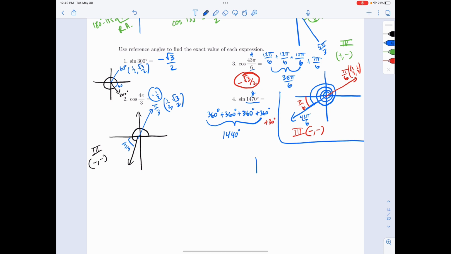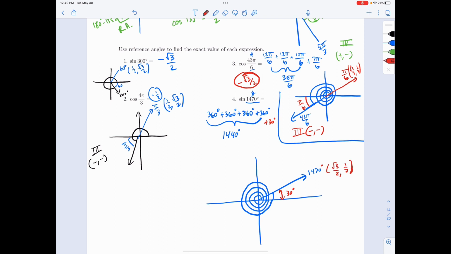Okay, so if I was to draw that angle, 1440, now I'm going to go around the circle 4 times. 1, 2, 3, 4. That gets me 1440, and then I go a little bit farther to get the extra 30 degrees. So this angle is 1470. The reference angle here is 30 degrees. Okay, so for 30 degrees, those coordinates are root 3 over 2 and 1/2.